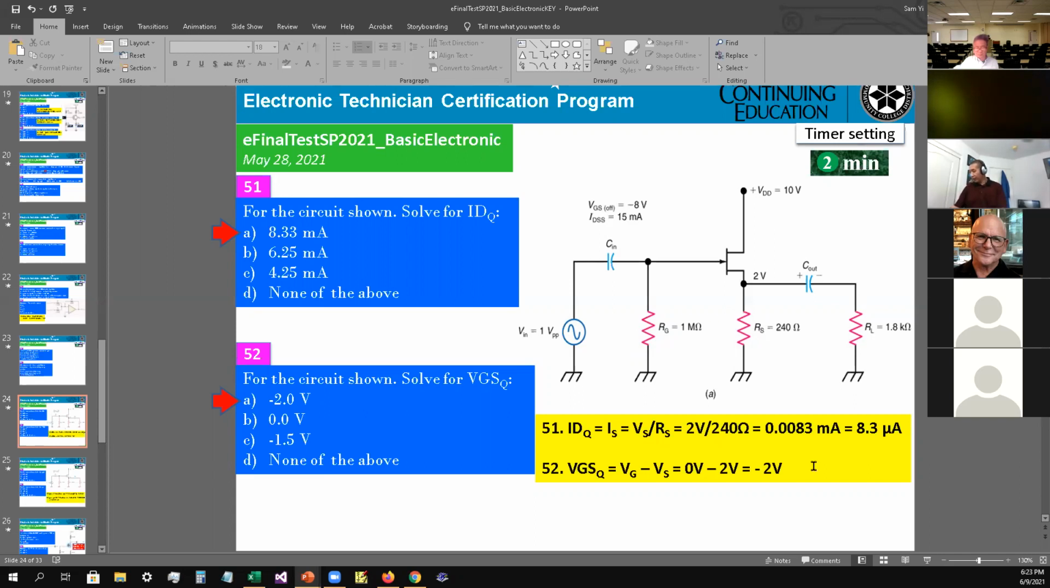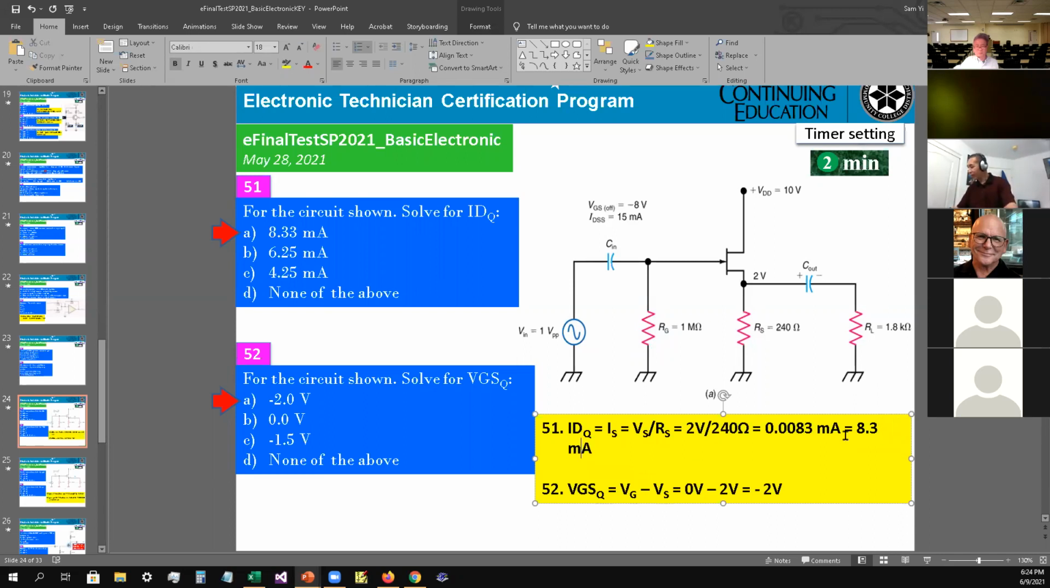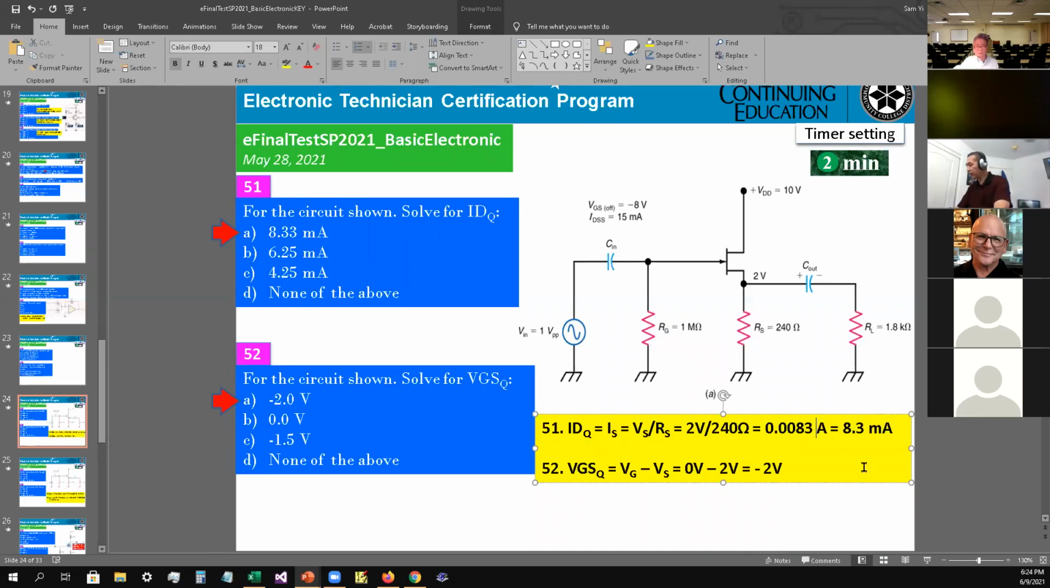Hold on, let me see. No, that's V amp. Okay, this is amp, so this is milliamp. Sorry about that. So this is milli, so this is going to be just amp, delete, okay. So this one divided by that will be amp, and it will be 8.3 milliamp. So the answer is A as in apple for 51.